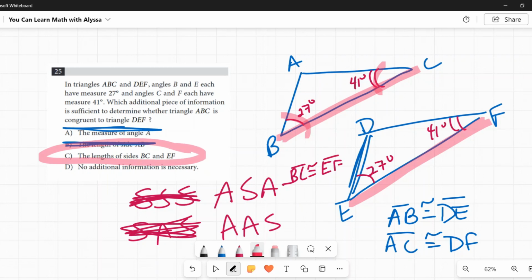And just to confirm, let's look at D. No additional information is necessary. No, that's not right. We know they're similar. We don't yet know they're congruent. We need those lengths. C is our answer.